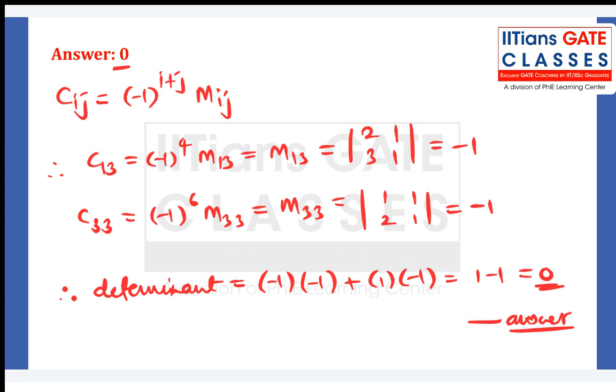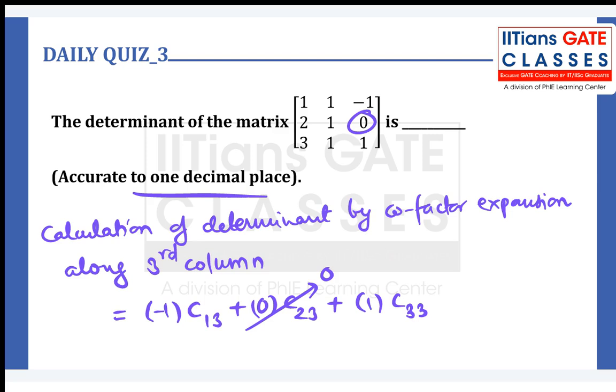I just thought I'll give you a new way to do these things that will help you somewhere else, because instead of one 0, if there are 2 zeros in a particular row or column, then you can use this and get the answer quickly, with less computation.